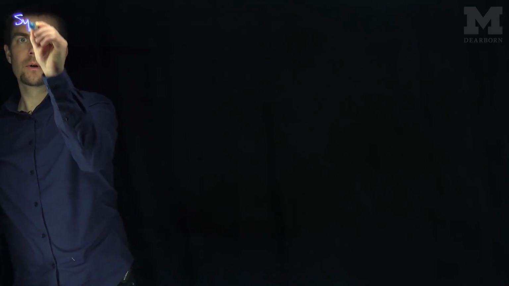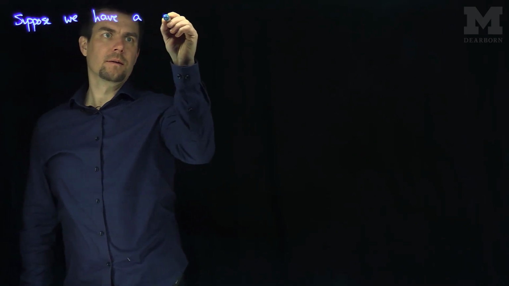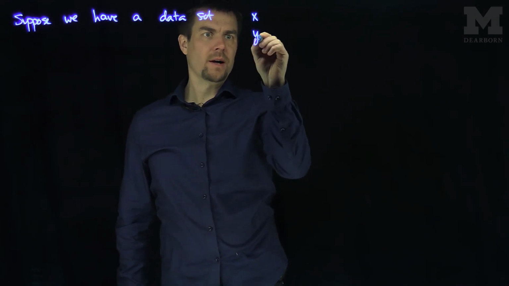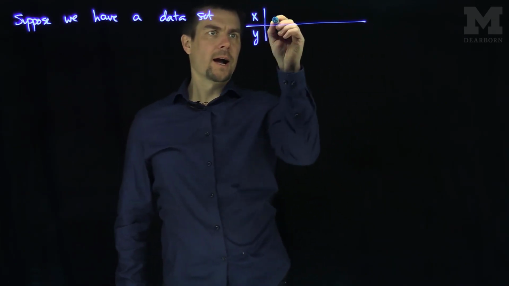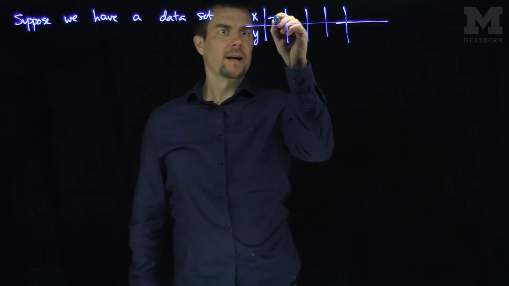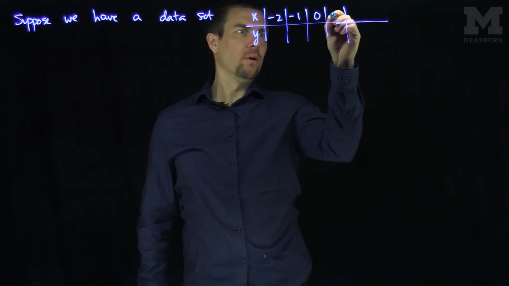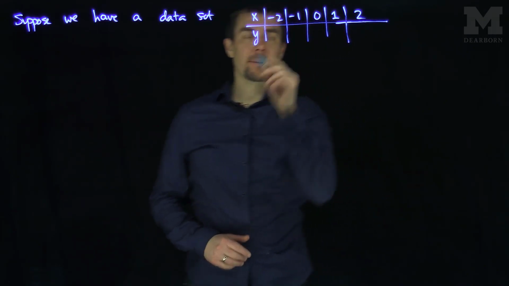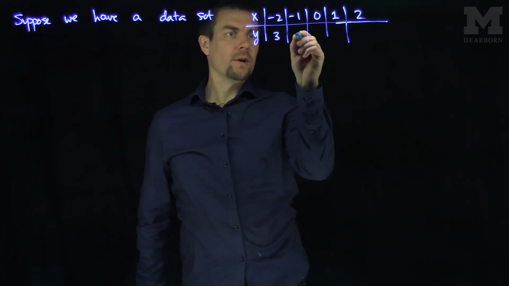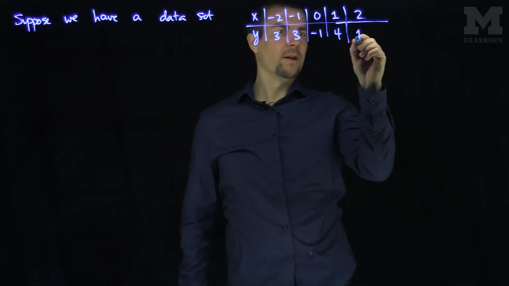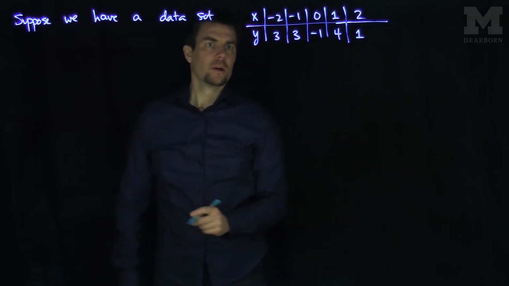So suppose we have a data set. Here's going to be our data set. We have x's and y's. X can be -2, -1, 0, 1, or 2. So I have 5 observations for x, and my observations for y are the following: 3, 3, -1, and then 4, and then 1. So here are our observations.